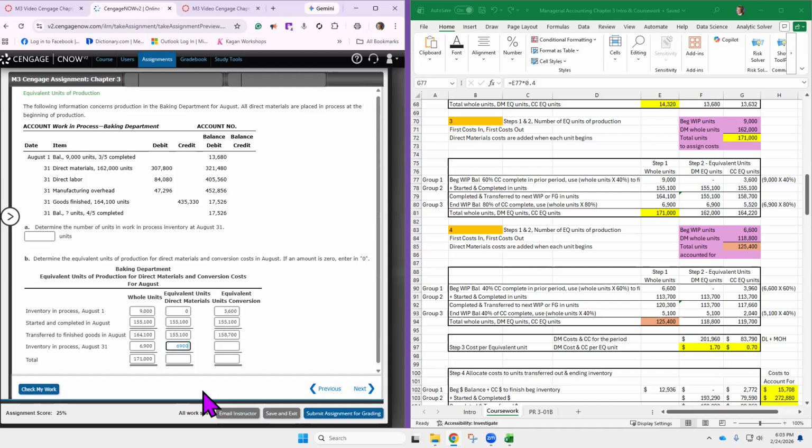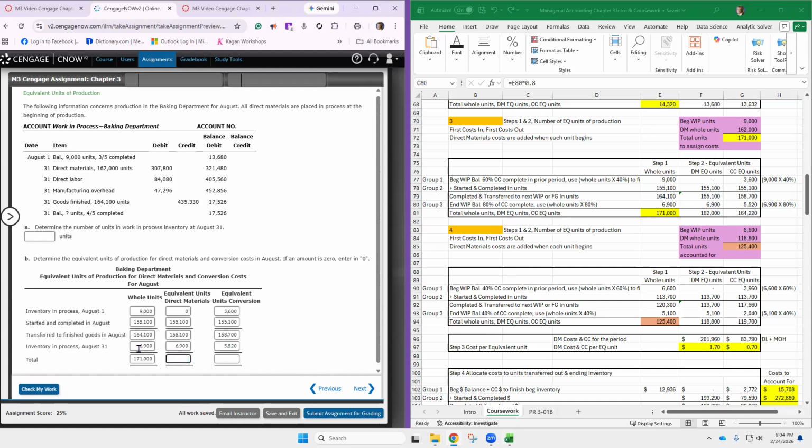All of those received direct materials this period, this month in August. But how complete is this balance? It is 4/5, that's 80% complete. So when it comes to the ending balance, we simply use the percent complete that we're given. We take 6,900 times 80%, and we get 5,520. 5,520.